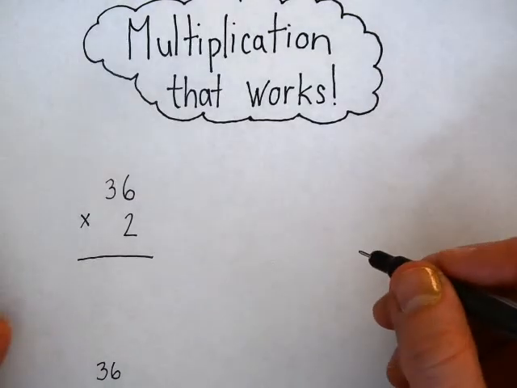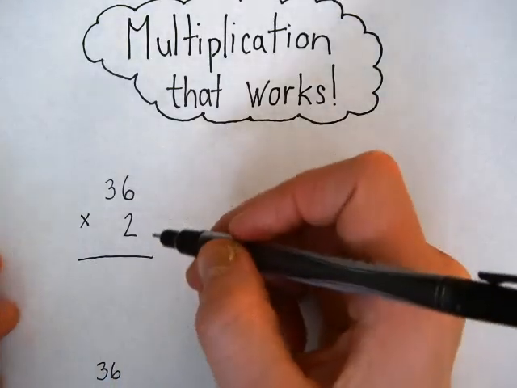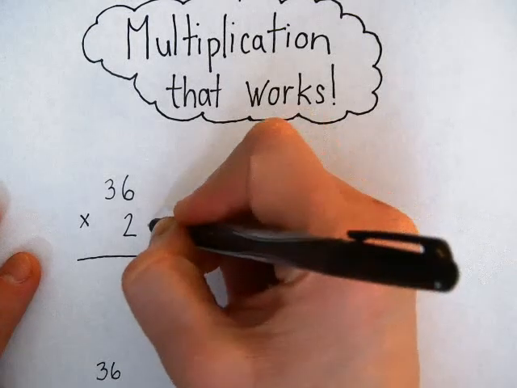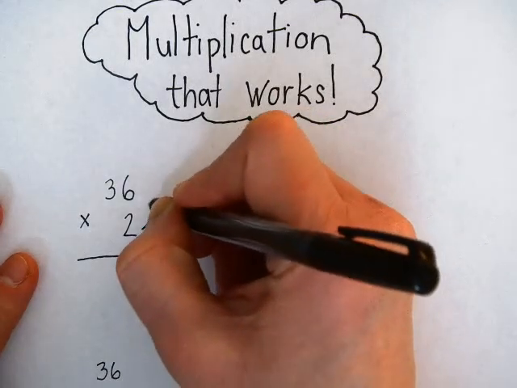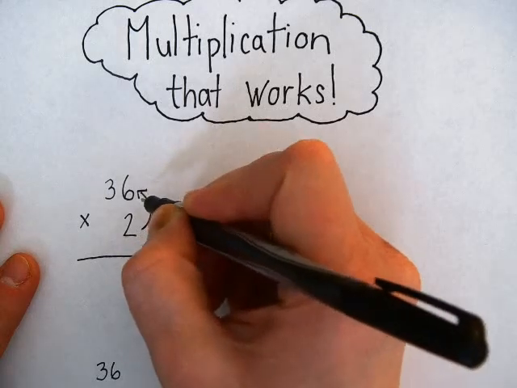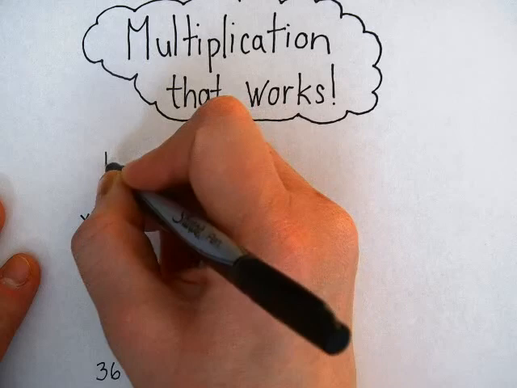Today we're going to start looking at double-digit multiplication. So you know how to multiply by a single digit, and this is how you do it. You're going to go 2 times 6, right? That's your first step. 2 times 6 equals 12. So you put down the 2, carry the 1.